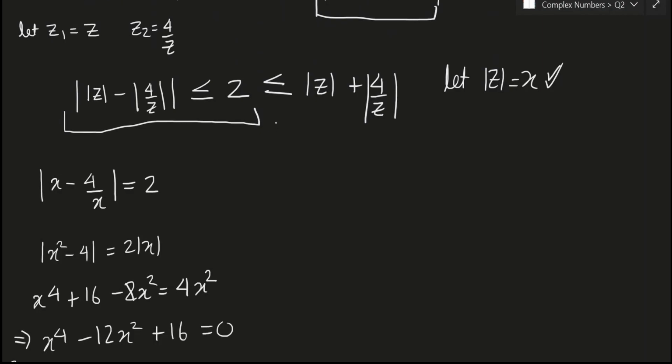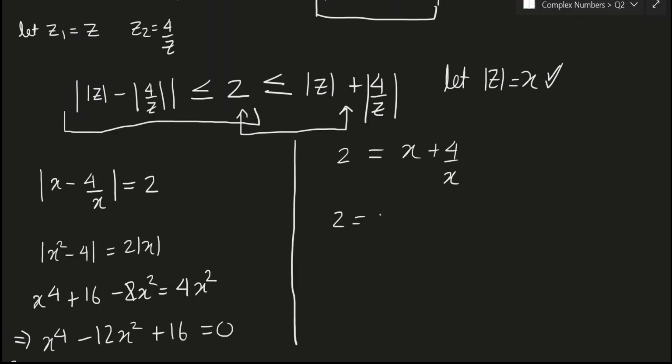Now notice I haven't used this part of the inequality. So there are going to be two solutions from this part as well. So let's see what happens here. So mod z is equal to x, I can say 2 is equal to x plus 4 by x, right? So I'm going to say 2x is equal to x² plus 4. So what I can say is x² minus 2x plus 4 is equal to 0.